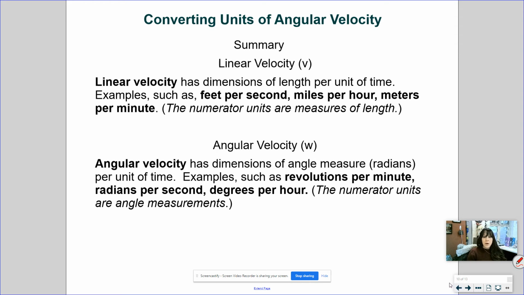Quick summary, linear velocity has dimensions of length per unit of time. So feet, miles, meters, all per some kind of time measurement. And angular velocity is going to be some kind of angle measurement. So revolutions per minute, radians per minute, degrees per minute, something like that.